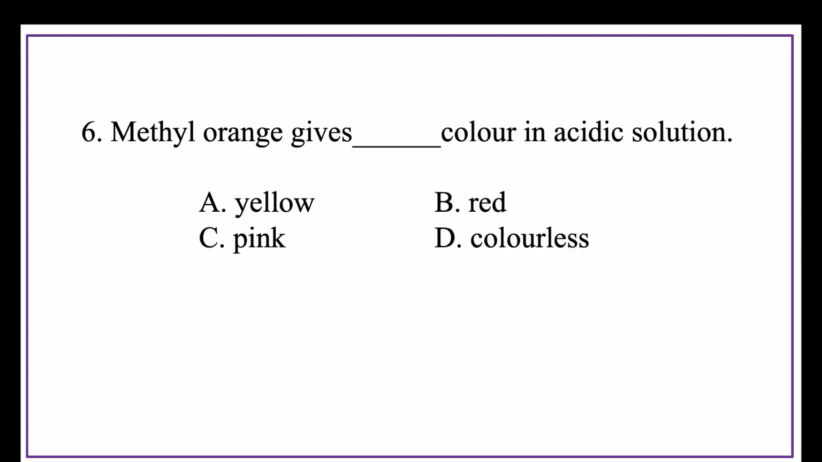Next question. Methyl orange gives blank color in acidic solution. So based on the pH range, each of the acid base indicators gives a different color when it is added into an acidic solution or in a basic solution. So methyl orange gives red color when it is added into an acidic solution, or in an acidic medium, methyl orange gives red color.